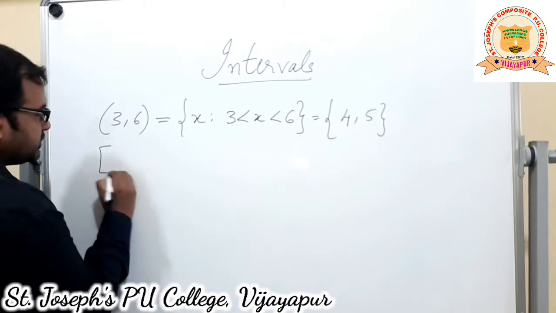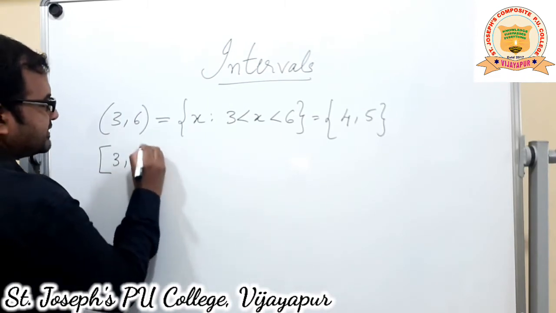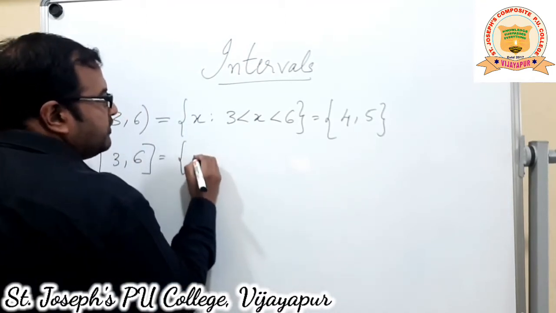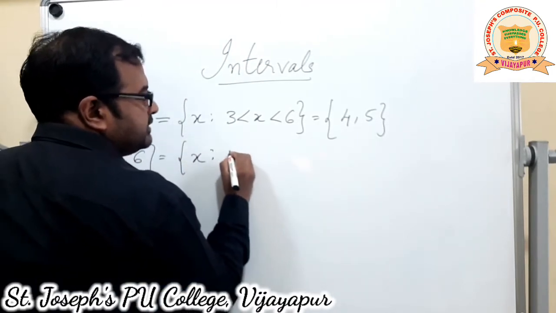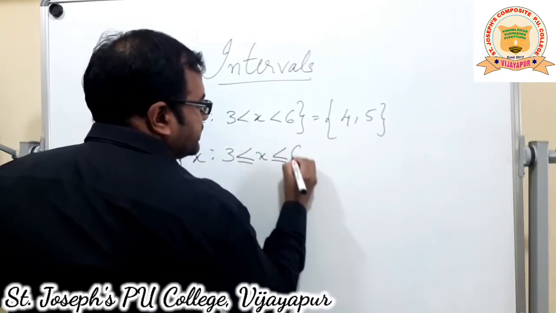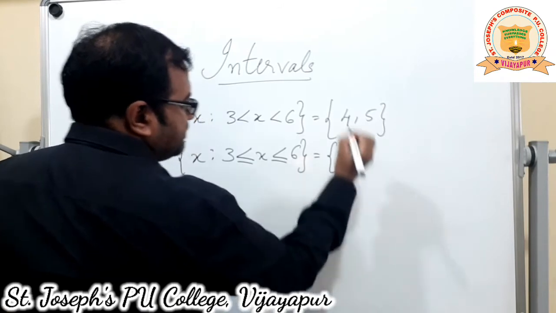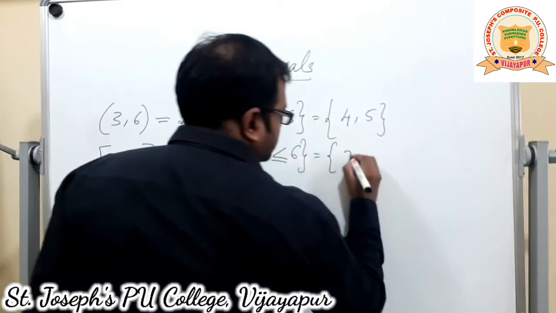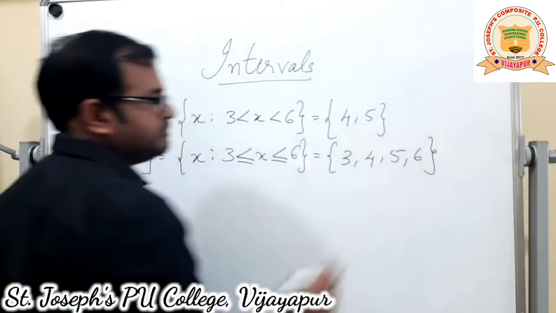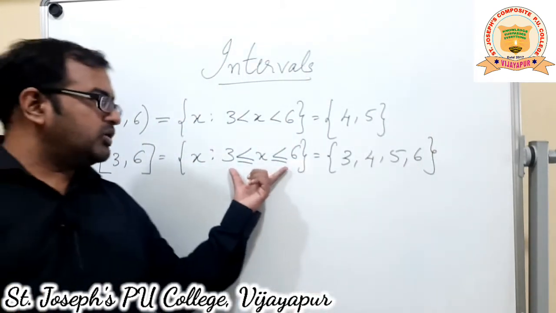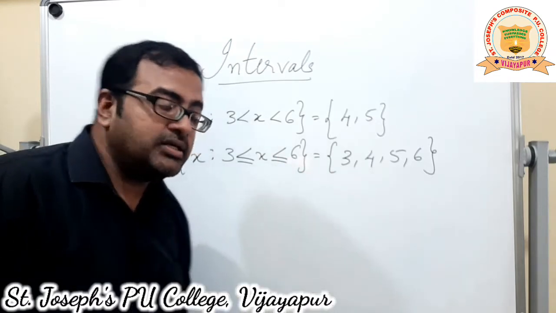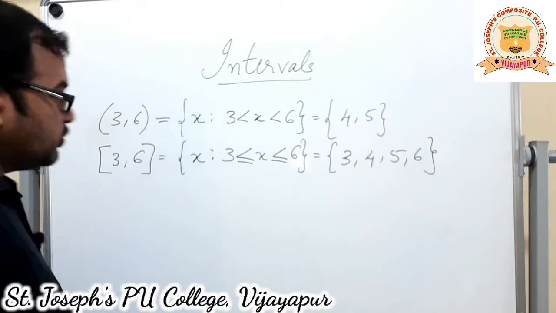Whereas a closed interval, [3, 6], same numbers I have taken so that we can compare. Set of x such that 3 ≤ x ≤ 6. Now tell me what are the values possible? 3, 4, 5, 6. Because here both of them are also included. The lower bound and the upper bound will be found inside the set when you write it in roster method.